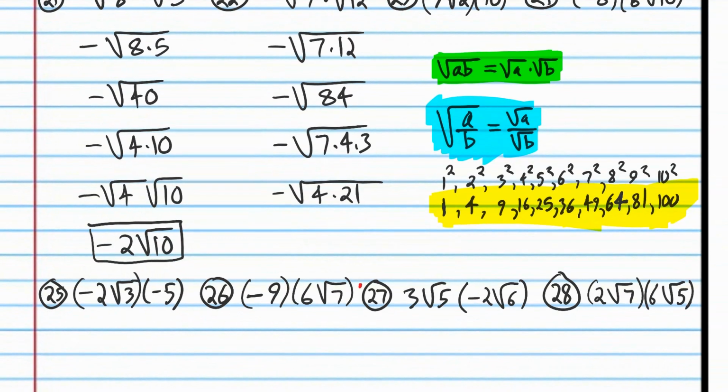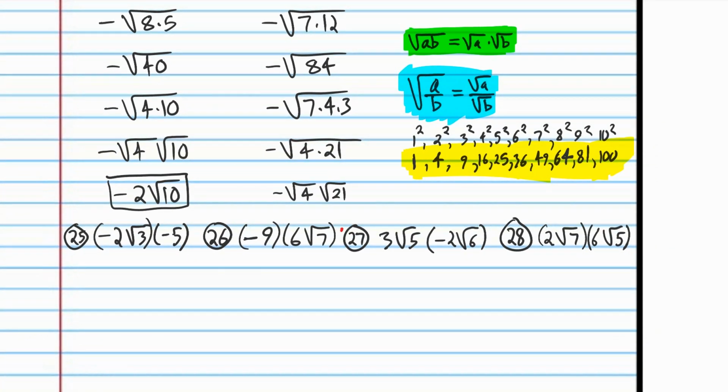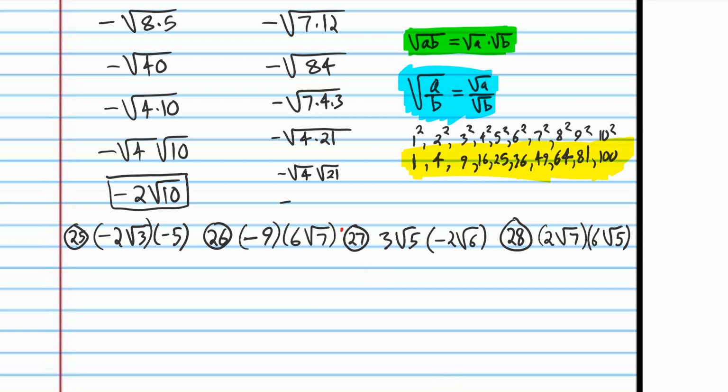So now we just take the factors apart, or split the root into 2 parts. And obviously I'm running out of room here, so I'm going to have to shrink this a little bit. And we have negative 2 root 21. So if you got negative 2 root 21, good job.